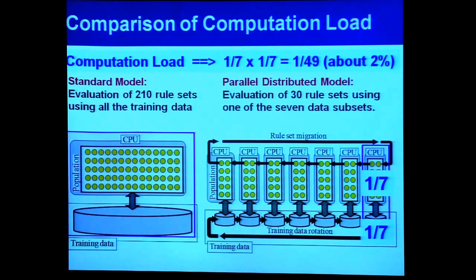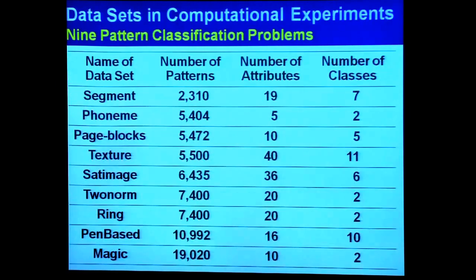So I examined whether this reduction was actually achieved. Here we show 9 pattern classification problems from available data sets. Some of them are many-class problems. Number of classes is from 2 to 11, and number of attributes is from 5 to 40. And the number of patterns is from about 2,000 to 20,000. Not big data, but not small data.